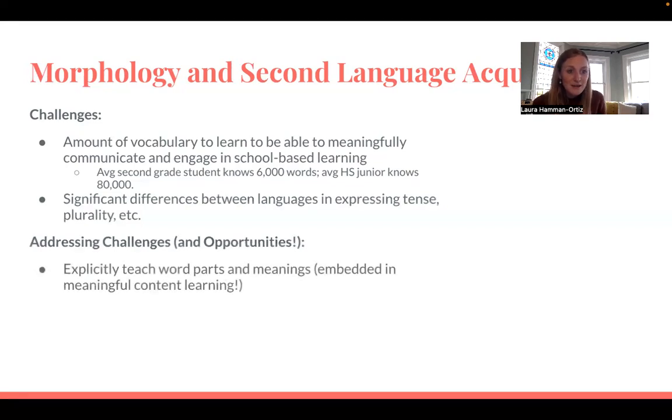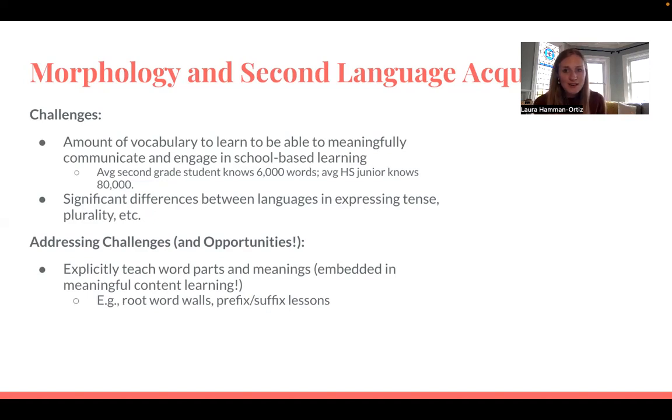One is it's important to explicitly teach word parts and meanings. Obviously, embedded in meaningful content learning is ideal. That means teaching root words, creating root word walls, and teaching prefix and suffix meanings, because as students learn how these building blocks of language fit together, they can start to build more and more complex words or start to decode more and more complex words.